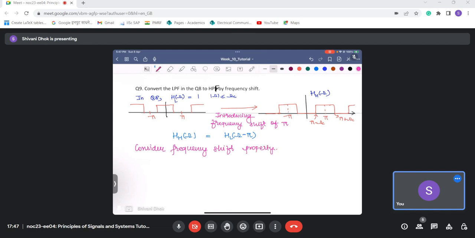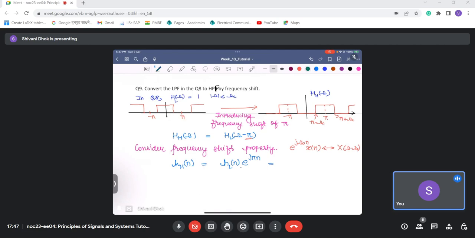So what does it say? e power j omega naught n x[n] will have a Fourier transform, or a DTFT, as X of omega minus omega naught. Now here I have this HL of omega minus pi. So here my omega naught is equal to pi. So what I'll have is h of n equal to HL of n multiplied by e power j omega naught n, which is e power j pi n, and we know this e power j pi n is minus 1 to the power n.